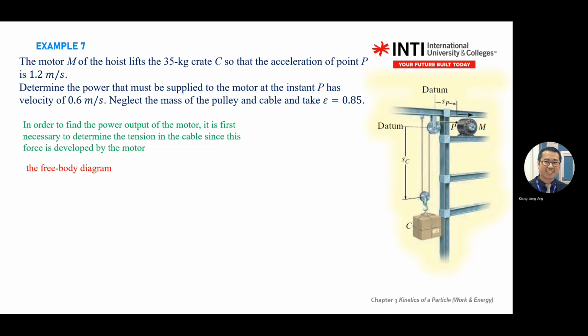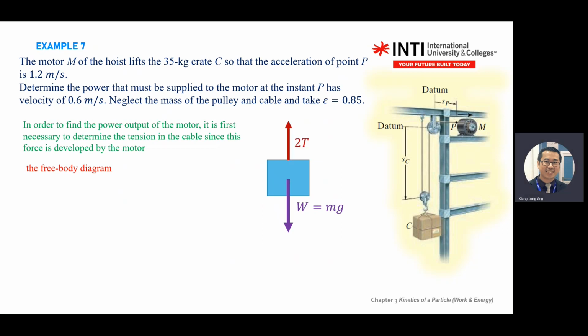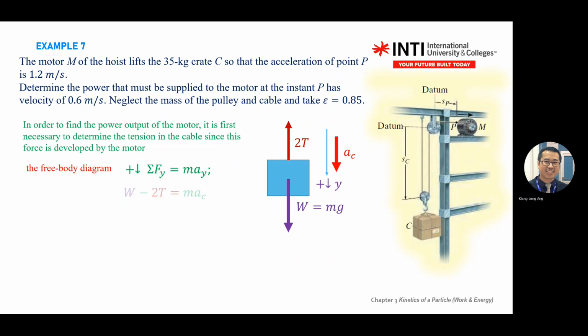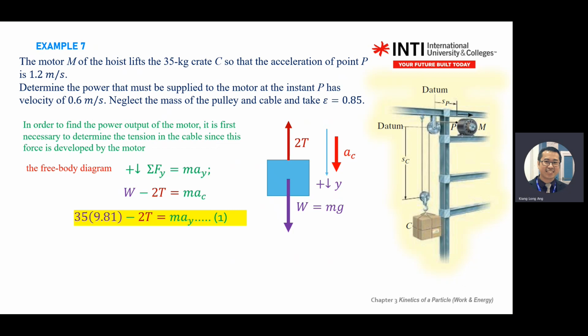This is two cables. Free body diagram: you draw crane C, W, and 2T pulling up. So you find the T, and I overlap the kinetic diagram. AC goes down, I follow the datum direction. So F equals MA, going down. W minus 2T equals M AC. So I have this equation, first equation.